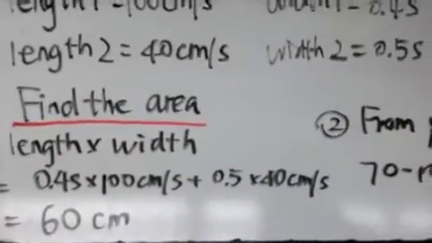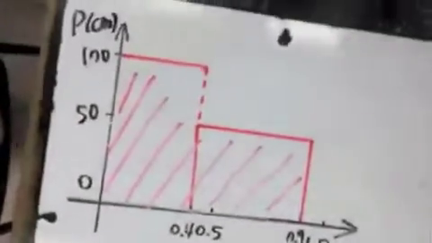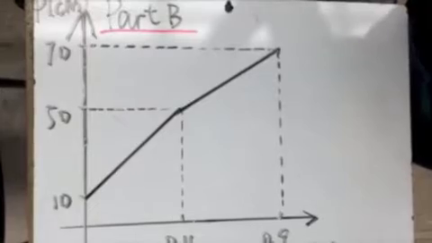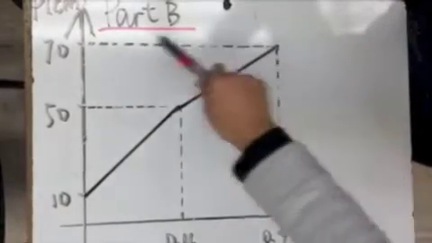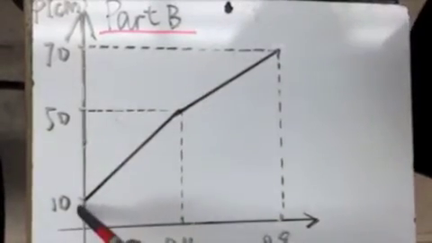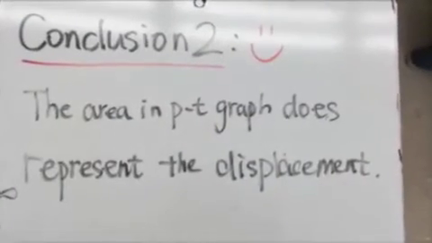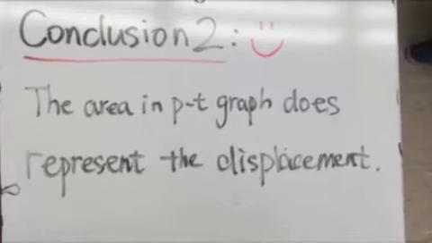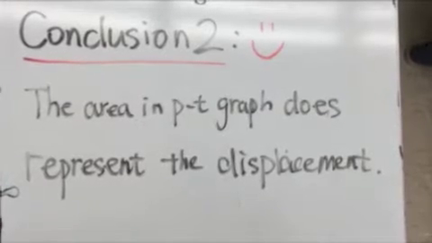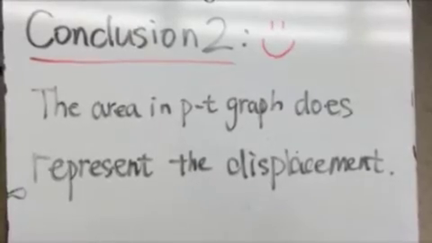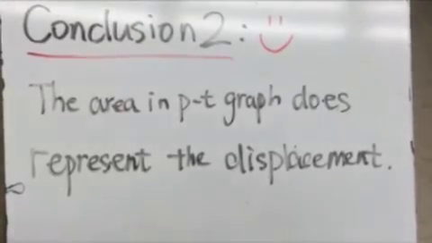And let's go back to the position time graph. We can say that the displacement is 70 centimeters minus 10 centimeters, which is 60 centimeters. Therefore, the area in the velocity time graph does represent the displacement. However, if the velocity changes while the object is moving, we may need to divide the area into several pieces to better calculate the area.